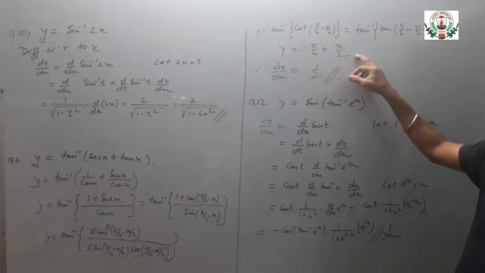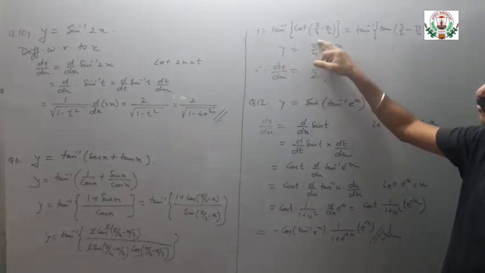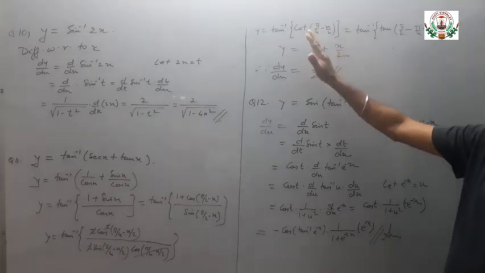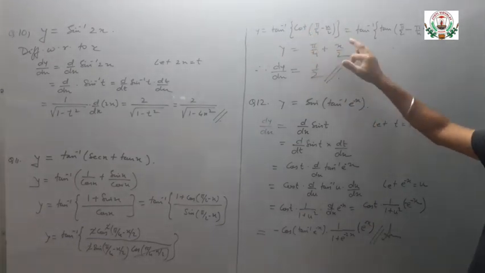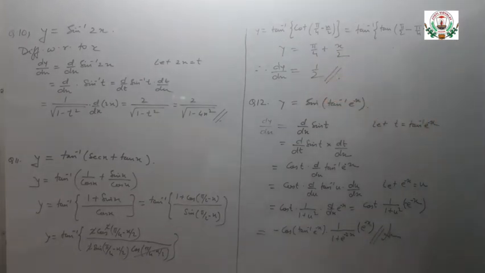Now we can differentiate with respect to x. So dy by dx equals the differentiation of the constant value, which is 0, and for the differentiation of x by 2, 1 by 2 will be taken out of the differentiation, and d by dx of x is 1. So 1 by 2 into 1 is 1 by 2.